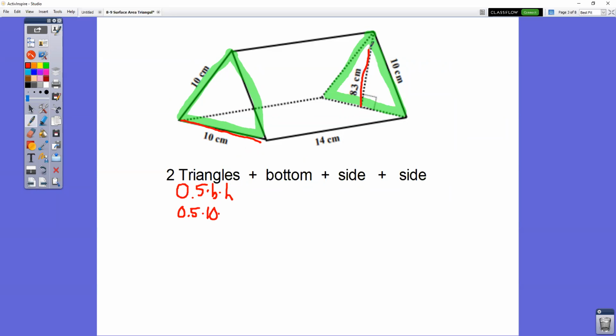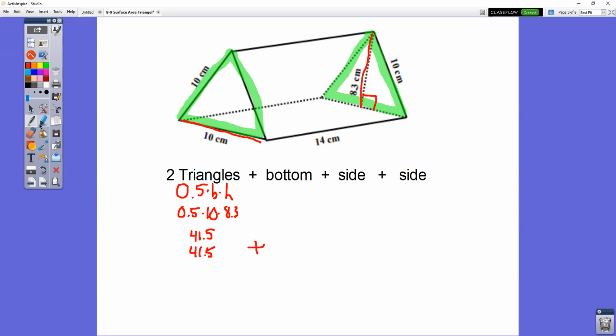The 8.3 here goes straight up and down. Notice the right angle. I know for sure that that's going straight up and down. So I have 8.3 as my height. 0.5 times 10 times 8.3 gives me 41.5. Now remember, I not only have one of these, I have two of these because I have two triangles.